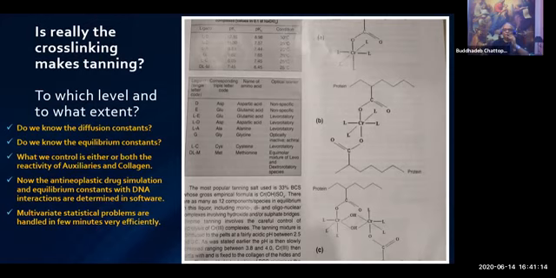Believe me, antineoplastic drugs, that is the drugs used for chemotherapy, before they are synthesized, are simulated in the computer. The rate constant of the DNA and drug interactions are determined in the software itself. If the site geometry is favorable and the stability is favorable, then they go for synthesis. It's just the other way around. So these techniques are available.